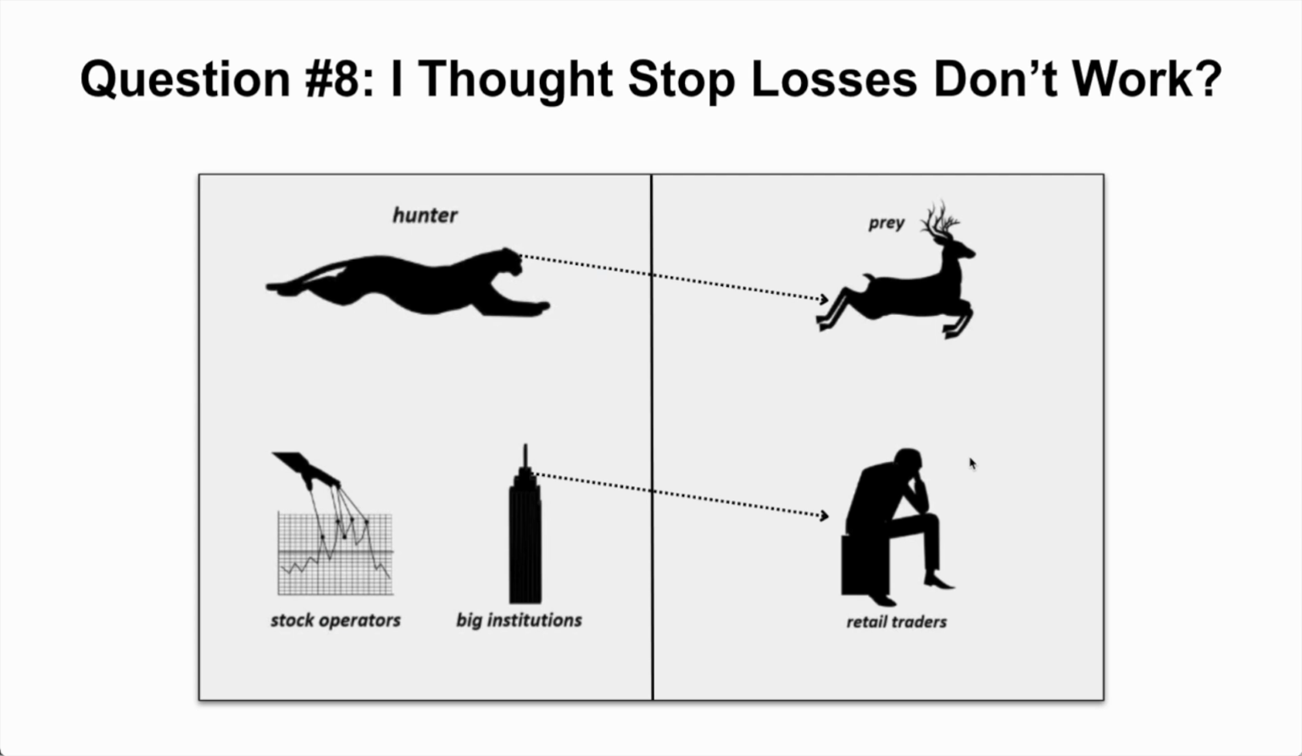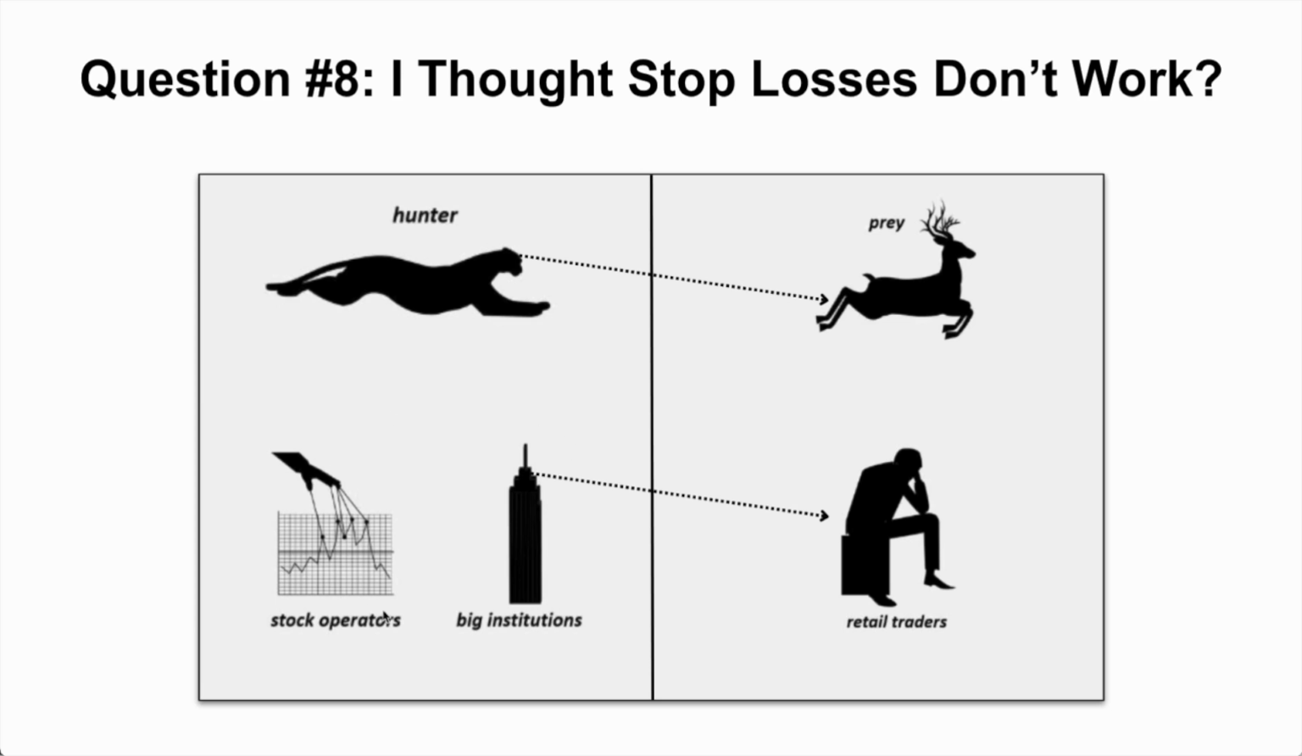Now, question number 8 is, I thought stop losses don't work. And that's true. If you're using stop losses with your broker, stop losses do not work because they either get jumped, they get skipped, they get avoided, or they get rigged by market makers because they can see those orders and take advantage of them. Just like this, where the hunter, when it sees its prey, it goes after it and it kills it. That's what's happening in the market.